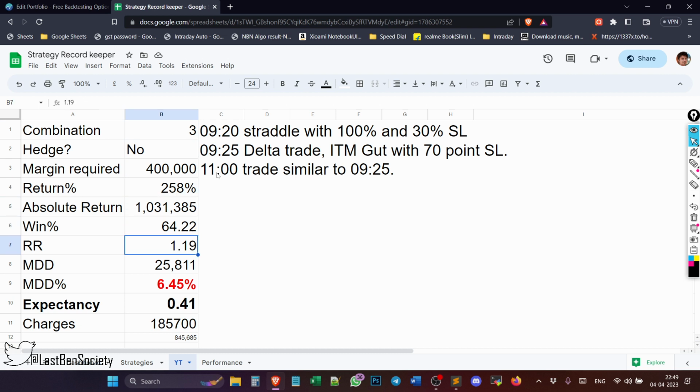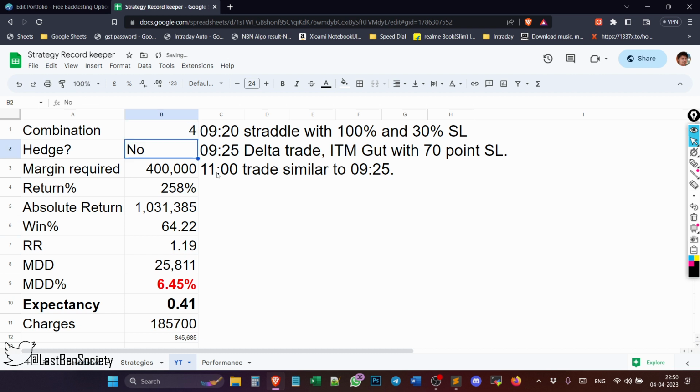All these numbers are also improving. Now your risk to reward is improving. In this case, the maximum drawdown has increased by about 2%, but your expectancy has increased. Why? Because your win rate has improved and your risk reward has improved. Every day you will be making smaller losses.